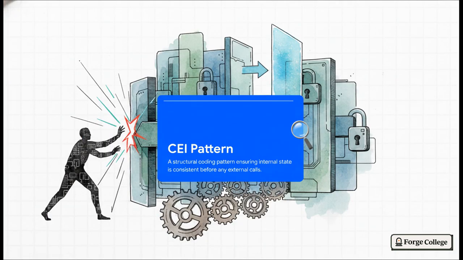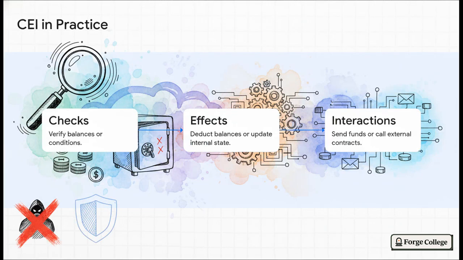So, moving deeper into our vault, we hit our second layer of armor. This is a foundational engineering concept known as checks, effects, interactions, or CEI for short. Now, unlike a guard, which is an active physical style lock, CEI is a structural coding pattern. It is pure architectural discipline. The entire goal of CEI is to absolutely 100% ensure that all of your internal accounting, your state, is totally consistent before you ever make an external call. What we're doing here is slamming shut that window of vulnerability where a hacker could potentially observe or manipulate an inconsistent state.